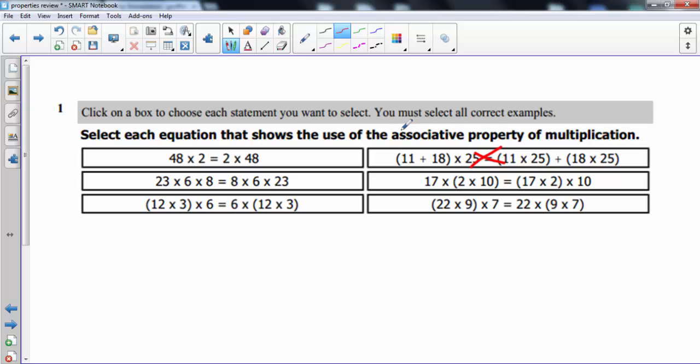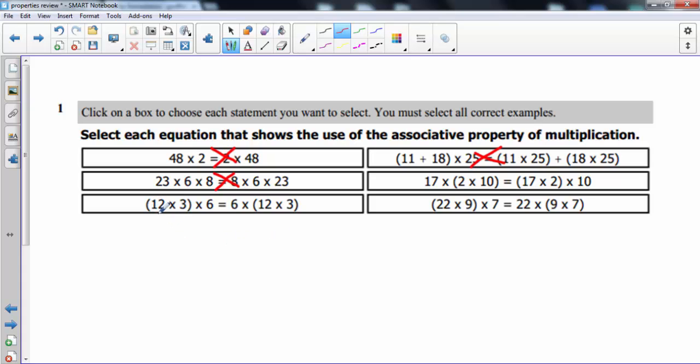Then we're going to look for some that don't have any grouping, because associative property has to do with grouping. Well, here are two that are just changing the order. No grouping is taking place. So these next two are an example of the commutative property because they're changing the order. So finally, we need to remember that when you are showing the associative property, all of your numbers need to be in the same order. So that'll help us eliminate our last ones.